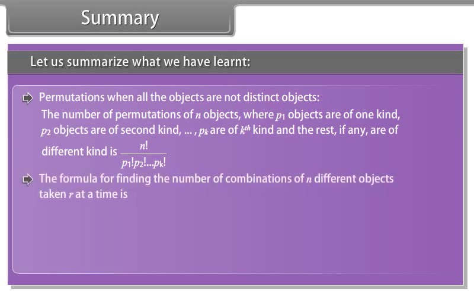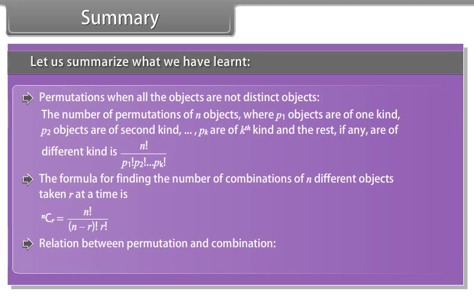The formula for finding the number of combinations of n different objects taken r at a time is nCr is equal to n factorial by (n minus r) factorial into r factorial. Relation between permutation and combination: nPr is equal to nCr into r factorial, where 0 is less than r is less than or equal to n.